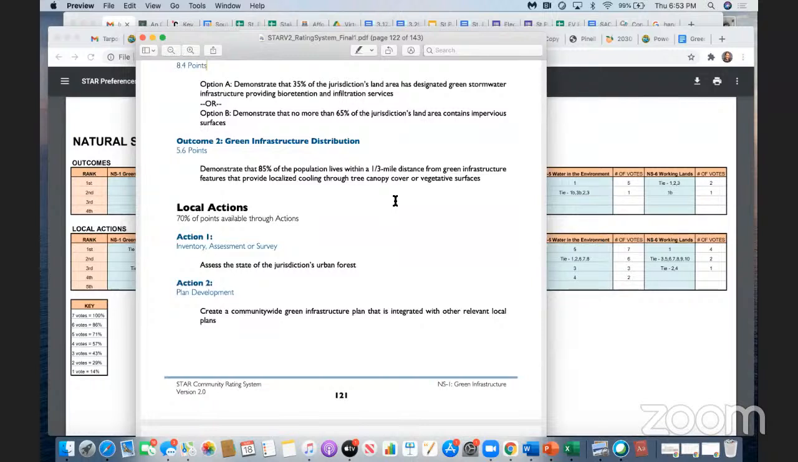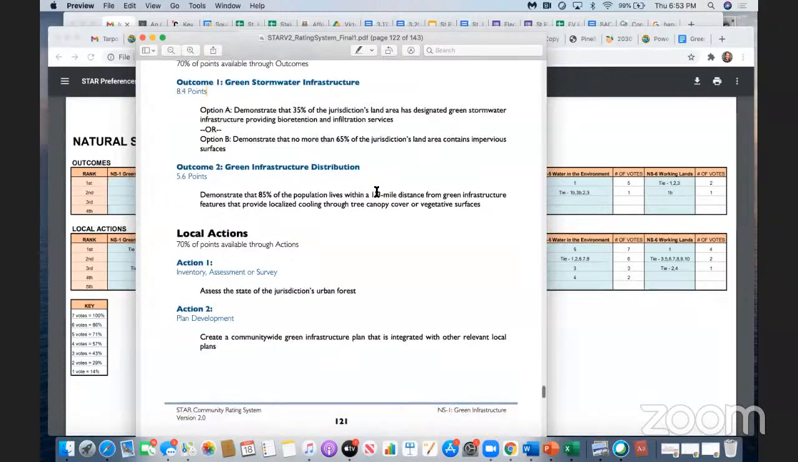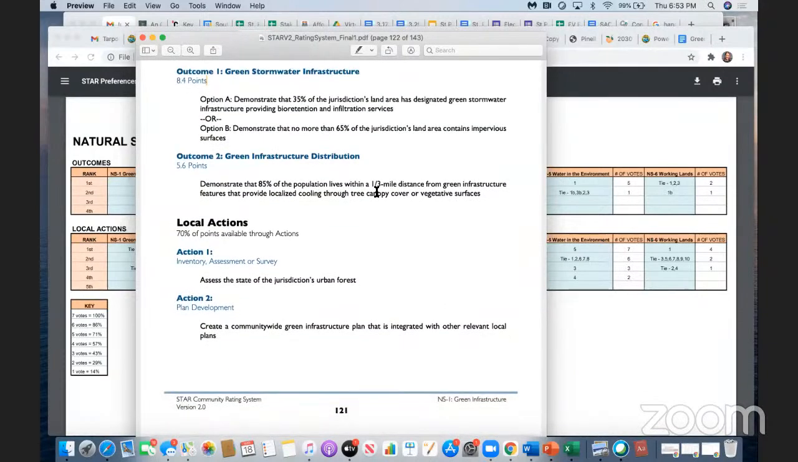Why does 35% not seem like a lot? Why is that a good goal, as opposed to 80% or something like that? Well, I think of all the homes that don't have any green stormwater infrastructure. They don't have any rain barrels, so that's where that number would be helpful. But is this about private homes as well, or just city property? All the land area. Some of them are specific to government property, and then some, like if it says jurisdiction's land area, to me, that's citywide.